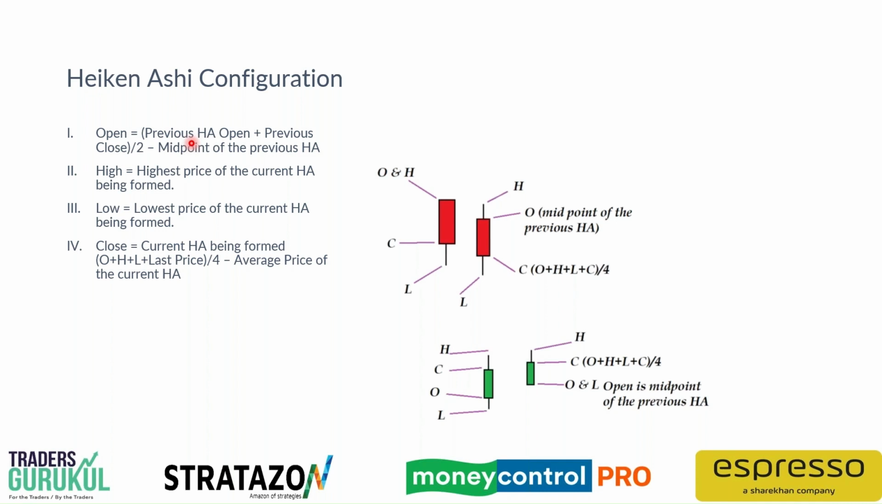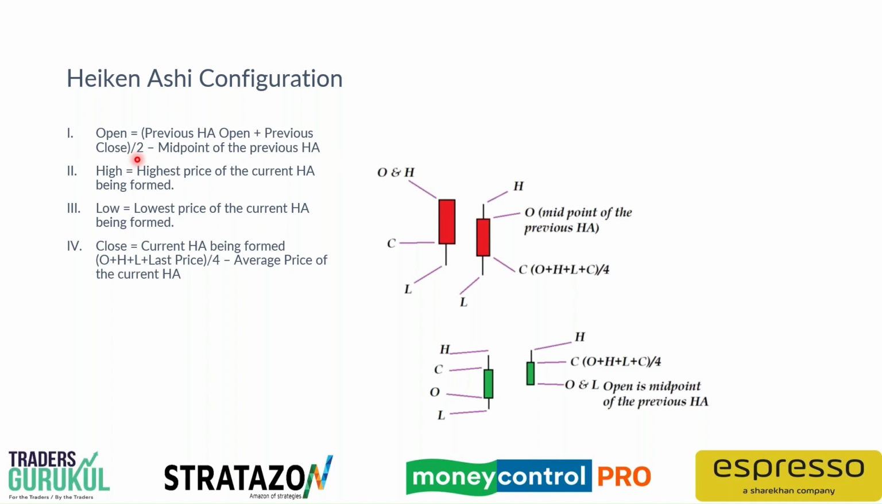Because what are we doing? We are taking the body of the previous Heiken Ashi and dividing it by two, so making it a midpoint open. See, the next one out here is a midpoint of the previous midpoint. The next one out here is the midpoint of the body out here. So that's why it's called Heiken Ashi balanced bar. So the open is the previous HA open plus HA close divided by two.